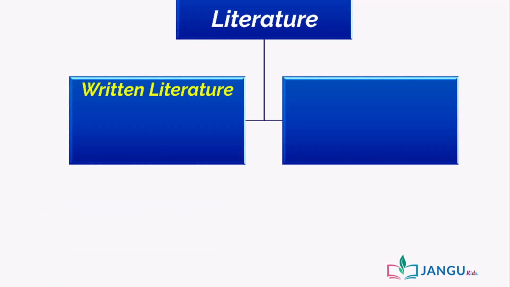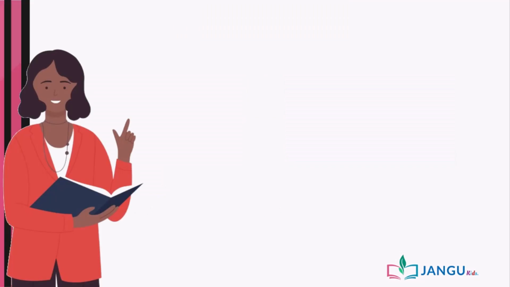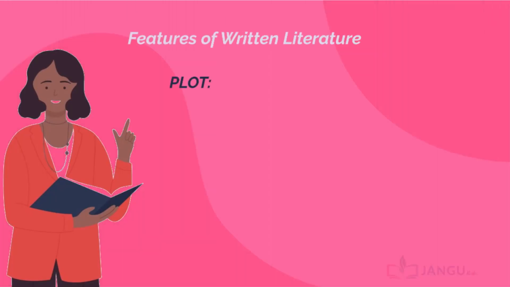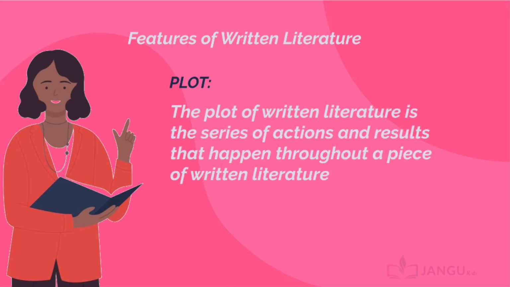All written literature has some features, the 5 most important of which include plot, theme, setting, characters, and conflict. Let's take a look at each feature. The plot. The plot of a written literature is the series of actions and results that happens throughout a piece of written literature. It is simply a summary of all the events in a story.